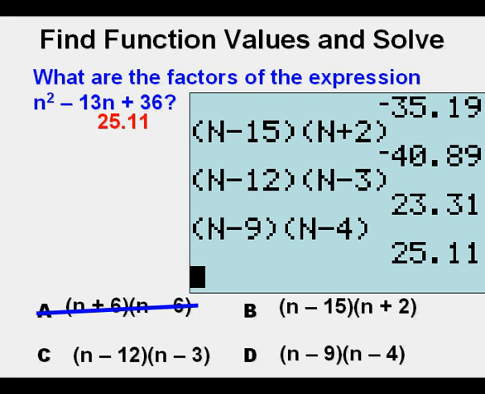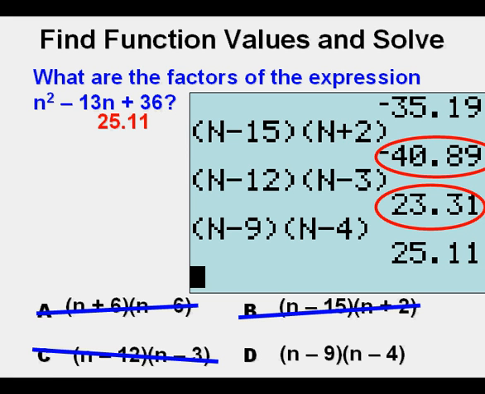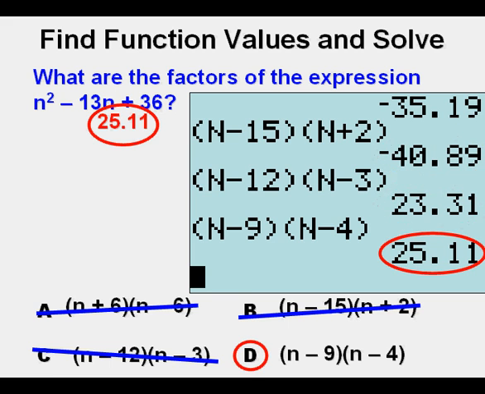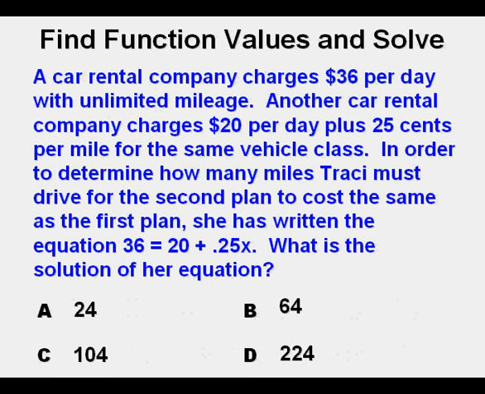Okay, we tried choices B, C, and D, and neither choice B nor C are correct, so we cross those out. But look at choice D here. We get 25.11, just the same as our original expression. That's right. Let's go on to the next one.